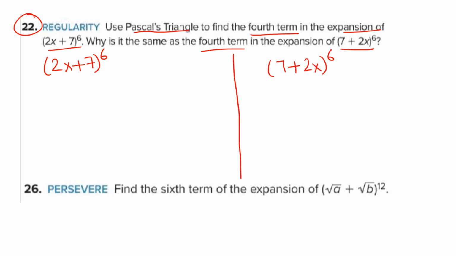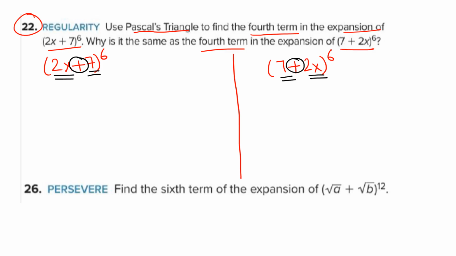Now first of all observe what is the difference. In this one the first term is 2x, in this one the first term is 7; in this one the second term is 7, and here the second term is 2x. And what is the sign in between? Addition. So I hope you know that addition is commutative. So even if we change the order of the terms in addition, the answer will not change.